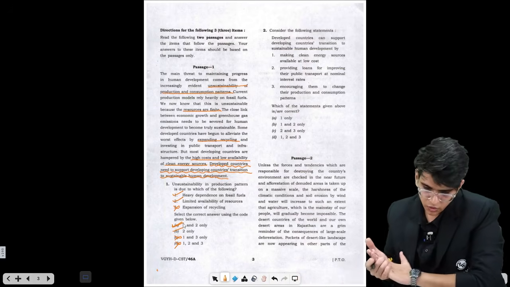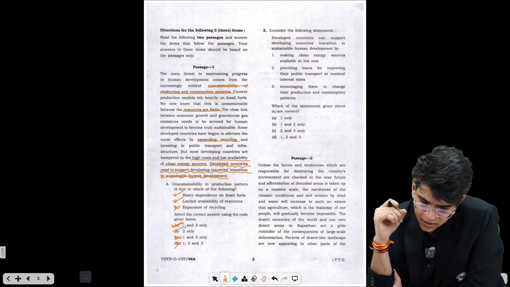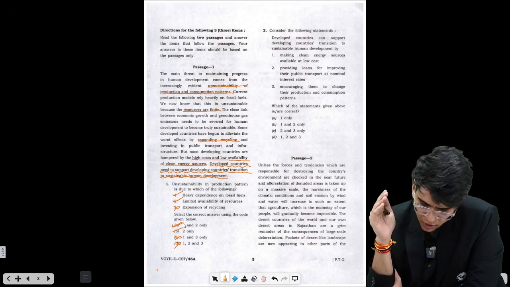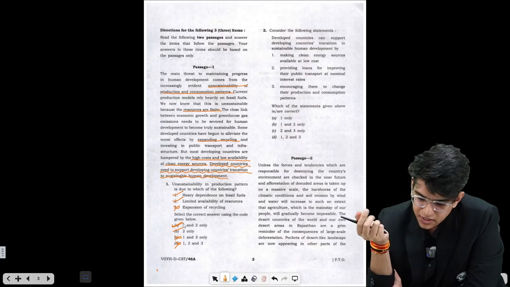Okay, chalo. Consider the following statements. Developed countries can support developing countries' transition to sustainable human development by making clean energy resources available at low cost. That can be one of the options. Providing loans for improving their public transport at nominal interest rate. Encouraging them to change their production and consumption pattern.